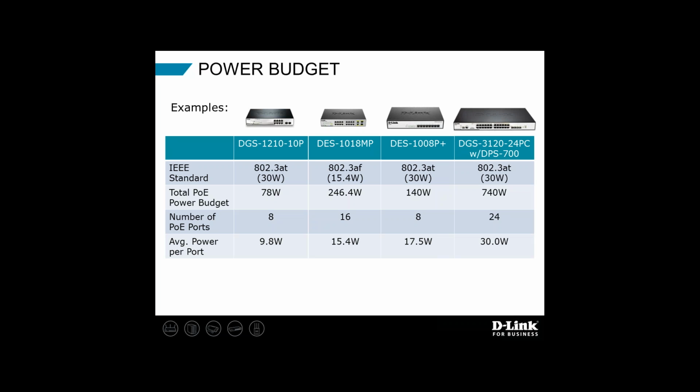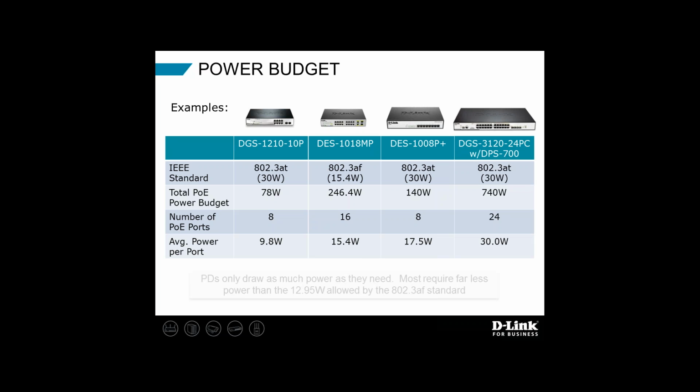And looking at an extreme example, this is one of our managed switches that normally has a 370 watt power budget. If I connect it with an optional DPS-700, that is an external power supply that in essence is doubling its PoE budget to 740 watts. This particular switch now can run 24 devices, all pulling the maximum of 30 watts.